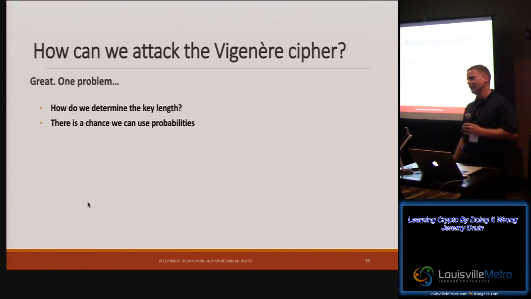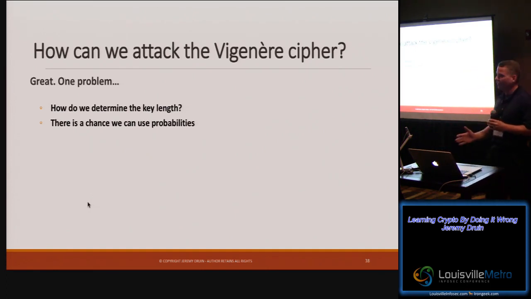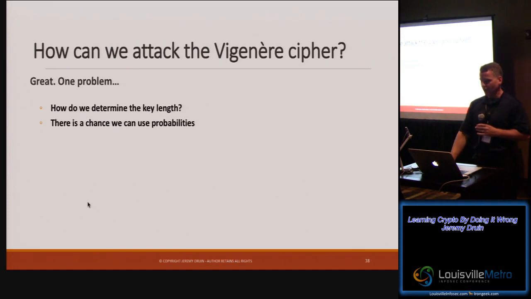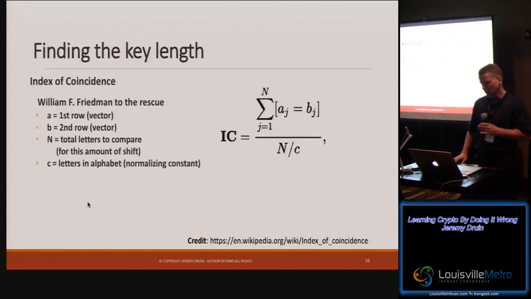So, big problem. How are we going to figure out how long that key is? Because everything hinges on knowing how long the key is and then breaking the ciphertext apart into groups of n, where n is the key length. So we're going to have to fix that problem or we're going nowhere.